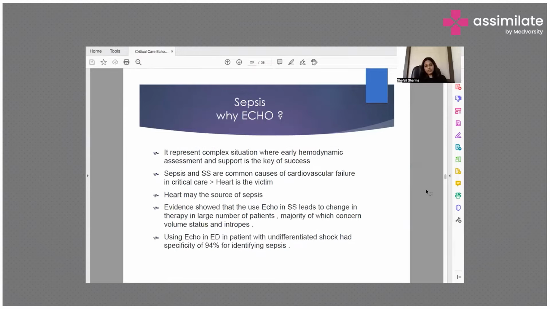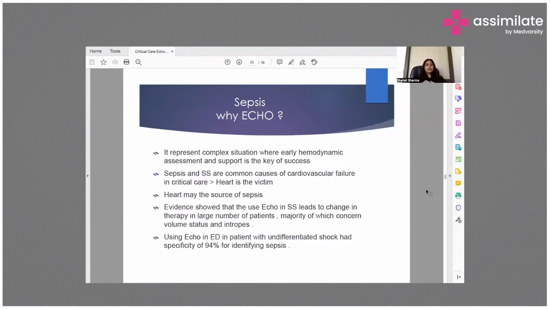In the setting of sepsis, why is echo important? Sepsis represents a complex situation where early hemodynamic assessment and support is the key. Sepsis and septic shock are common causes of cardiovascular failure in critical care, because the heart is the victim. The heart could also be the source of sepsis, in endocarditis or any infection which leads to inflammation of the pericardium, or pericarditis.